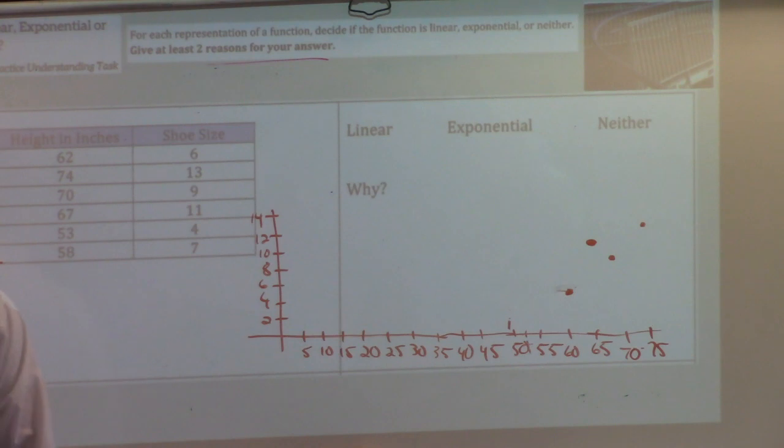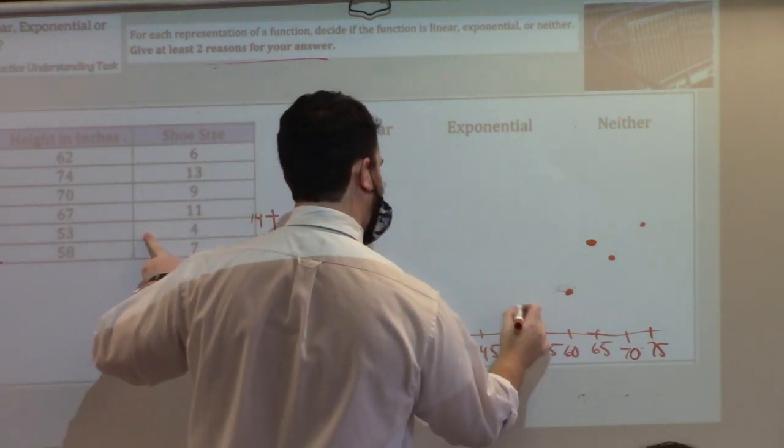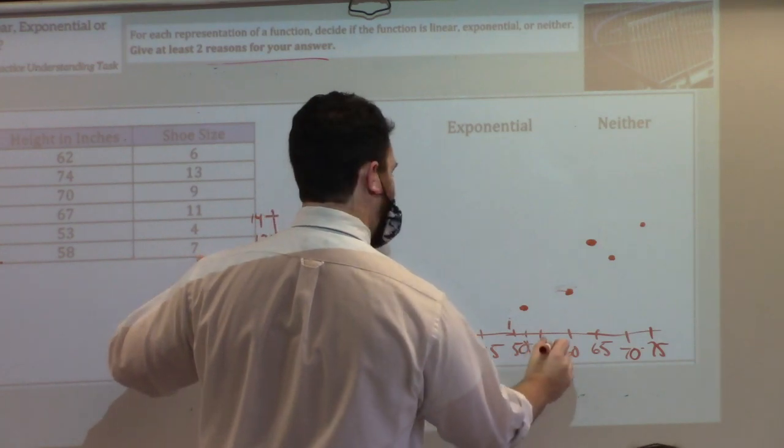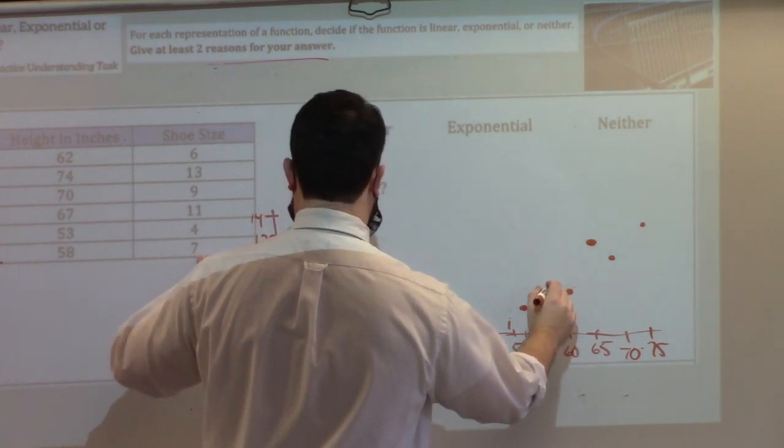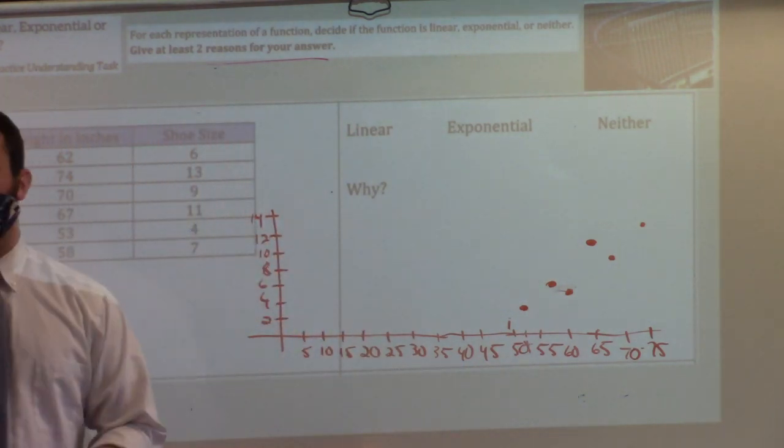Well, it's called a scatter plot. It's not a linear function or an exponential function. It's got random points. 53 and 4. And 58 and 7. So, I mean, it's just not linear and it's not exponential.